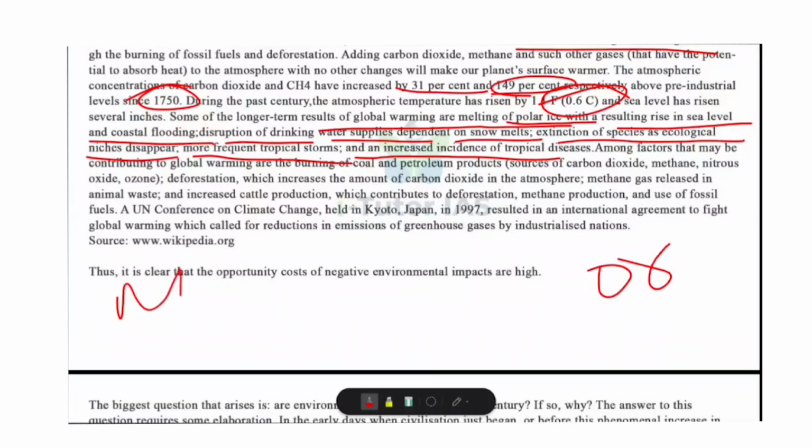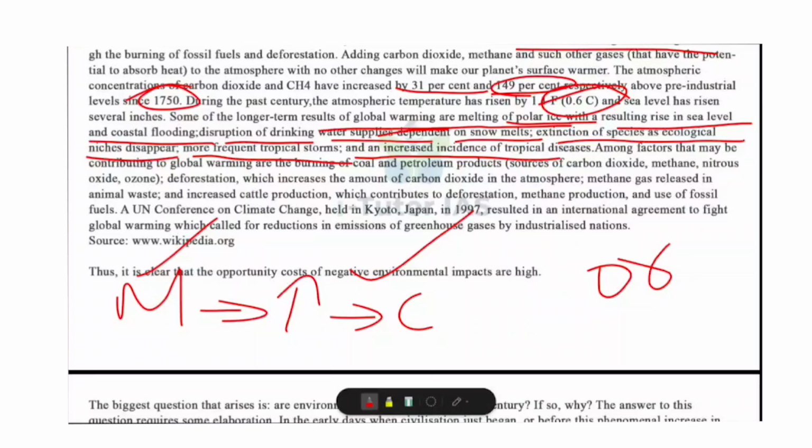When melting of polar ice happens, what happens? It will lead to rise in sea level. Okay. And it will lead to coastal flooding. When global warming occurs, it will lead to melting of polar ice, and that leads to rise in sea level, and that will lead to coastal flooding. And what happens next? Yes, disruption of drinking water from snowmelts. And when disruption of drinking water occurs, it leads to extinction of species as habitats disappear, and there will be more frequent tropical storms and increase in tropical diseases.